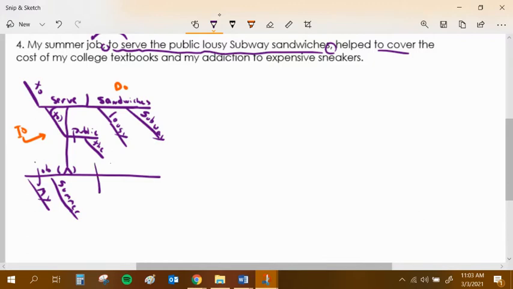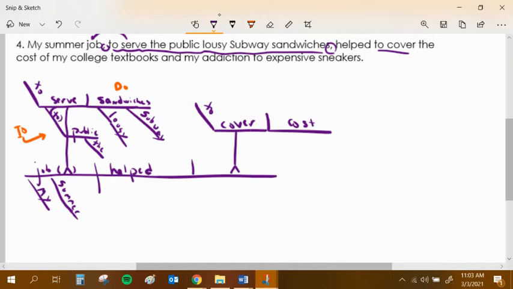All right, so here's my verb, helped. And it helped what? It helped the act of covering the cost of my college textbooks. So it helped what? I struggled with this one. I'm going to be honest with you, because I kept thinking, is it helping how? But it's not. I really think it's helping what? The act of covering, or I helped what? To cover cost. I don't think any of you really care that much, but to me, I was very, very distraught about whether I was doing this correctly or not.